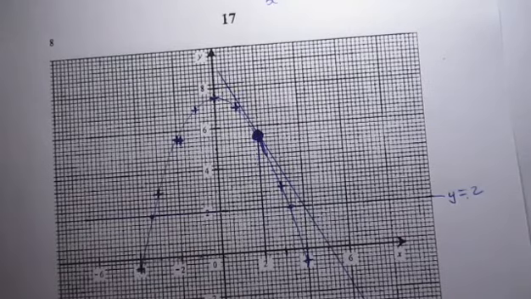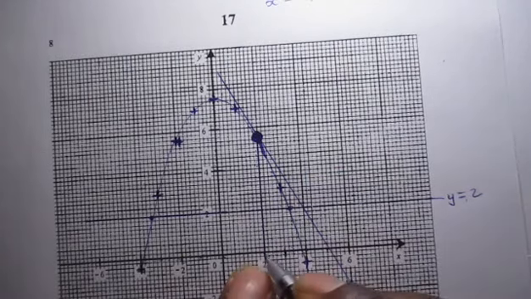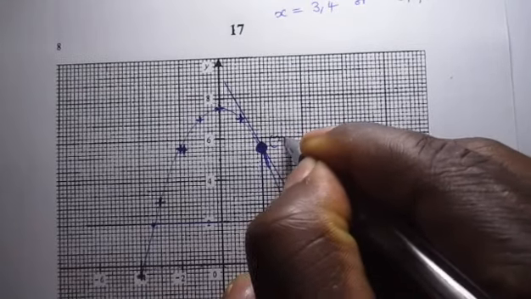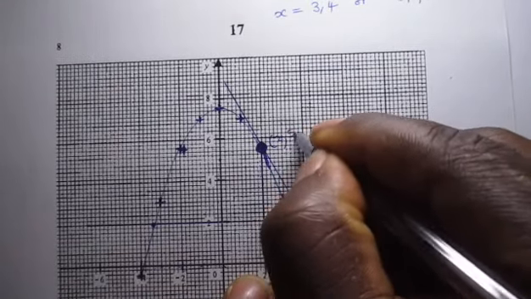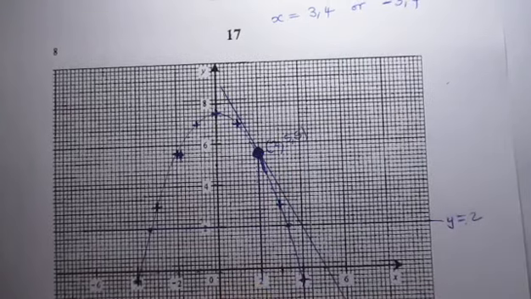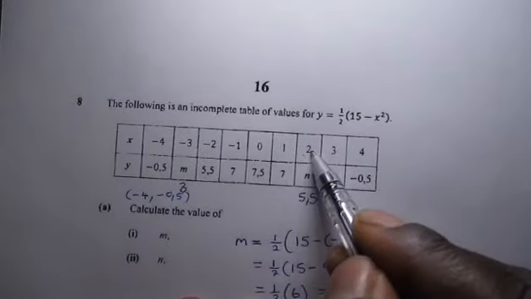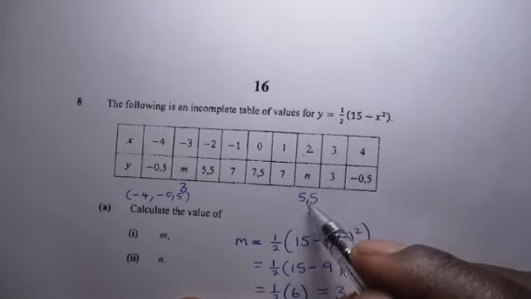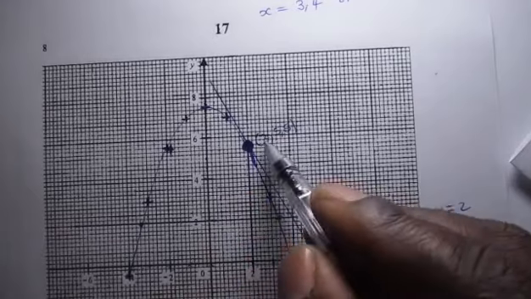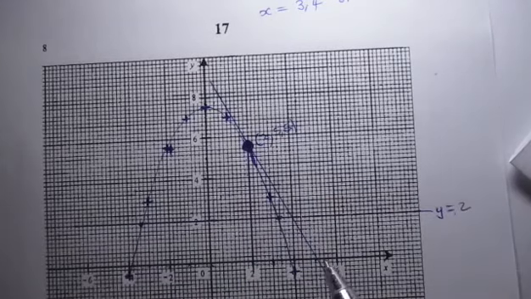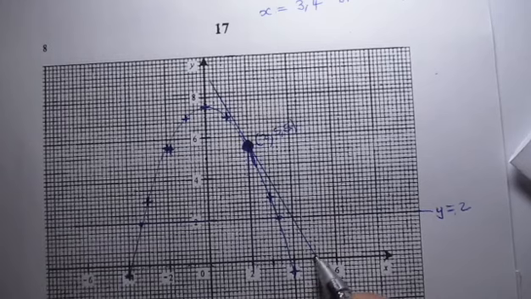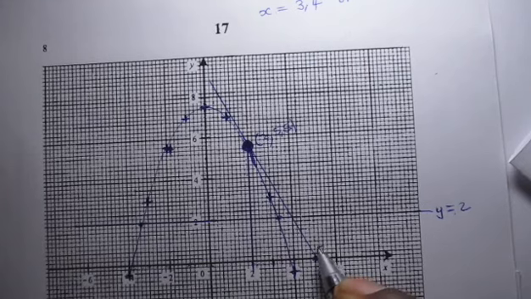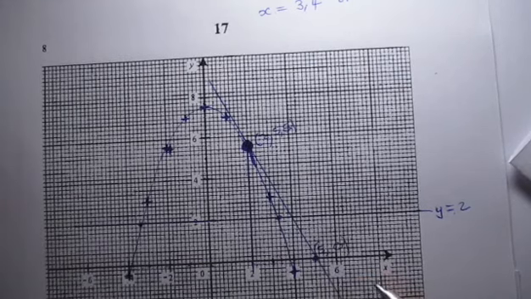A tangent is a line which touches that point, but it is not allowed to cut inside the curve. So this point is 2 and 5.5. You can clearly notice it from the table of values that for 2, the corresponding value of y is 5.5. So this point is 2 and 5.5. Then our tangent is cutting between 4 and 6. So this point is 5 for x and 0 for y.